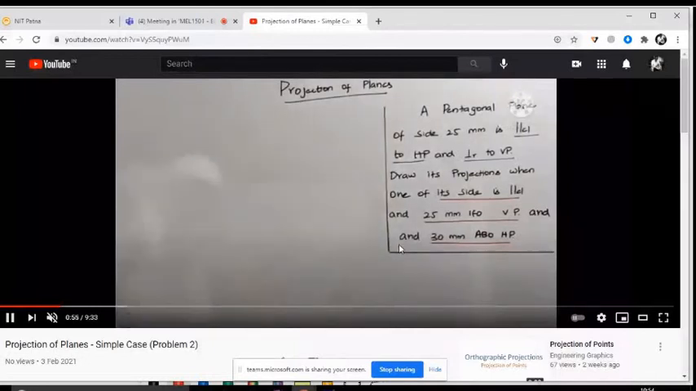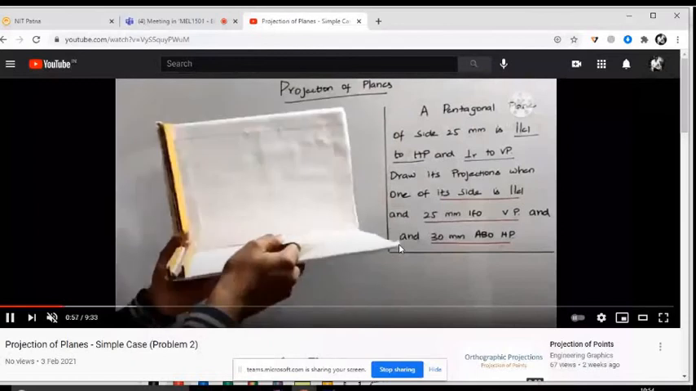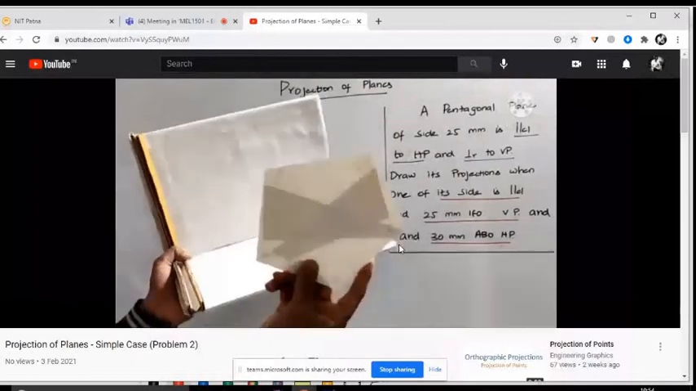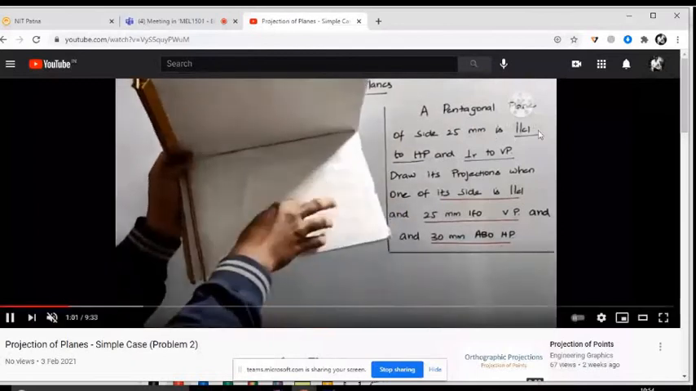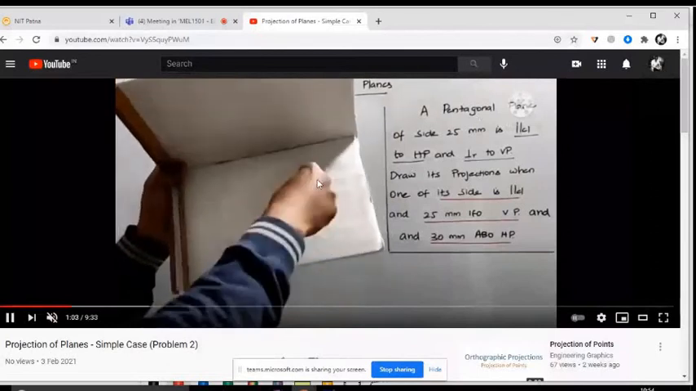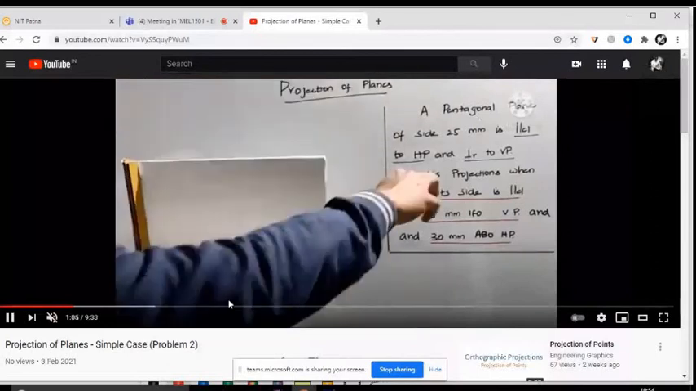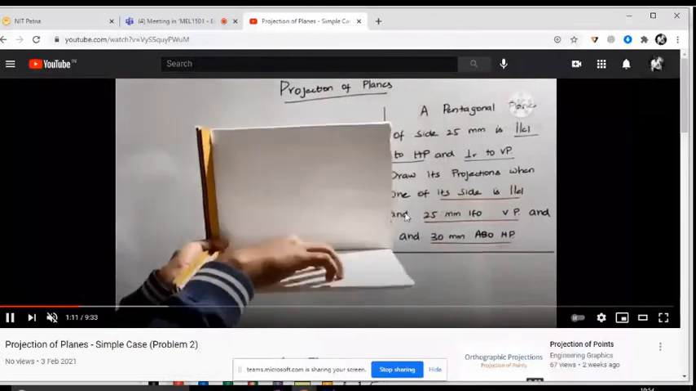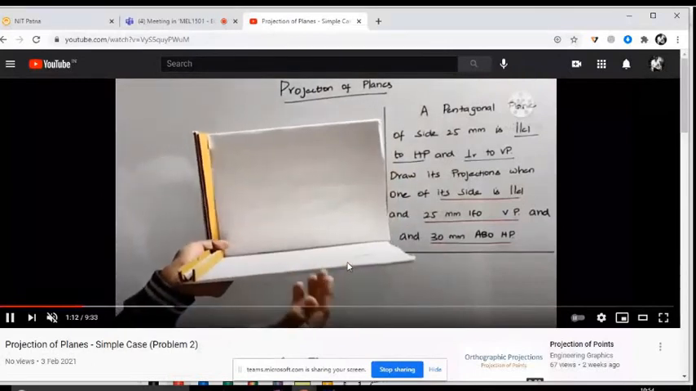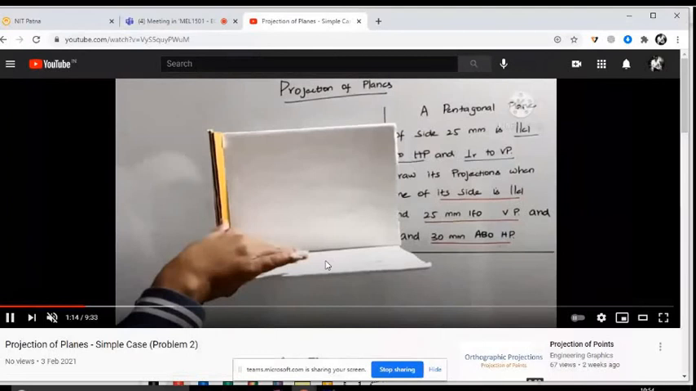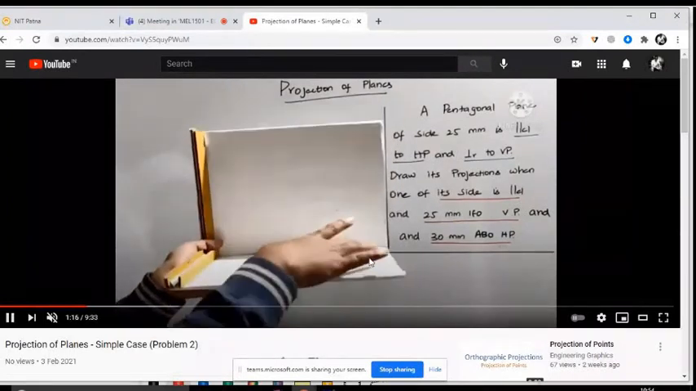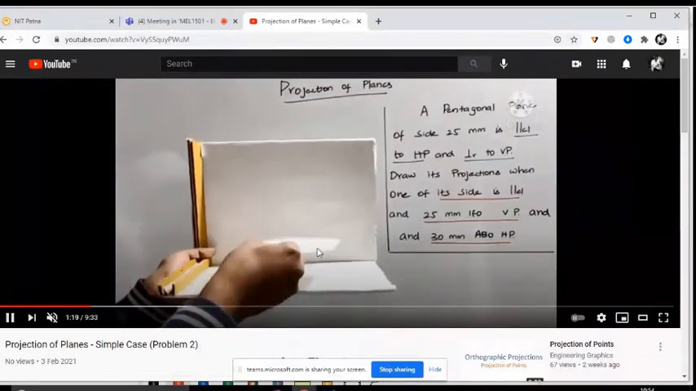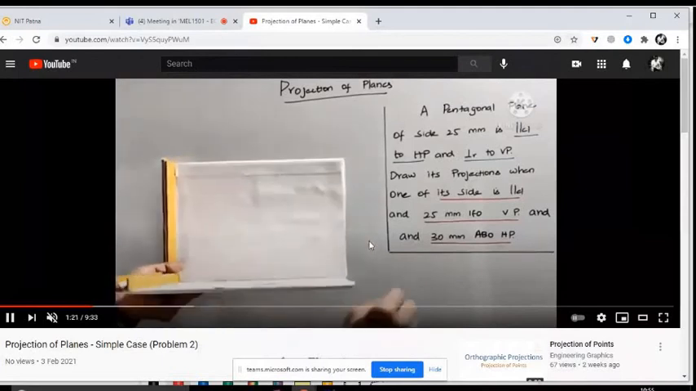I'll try to fix it with the quadrant system. So the plane is parallel to HP. If it is parallel to HP, it will be something like this in this orientation. So they call it parallel to HP. And when the plane is parallel to HP, obviously the plane will be perpendicular to VP. Are you able to fix?